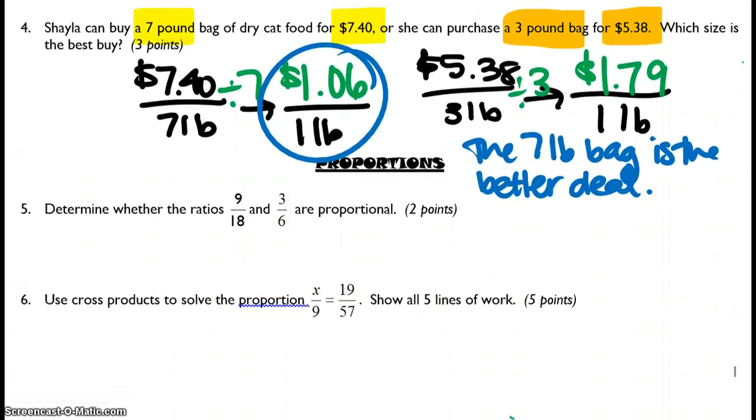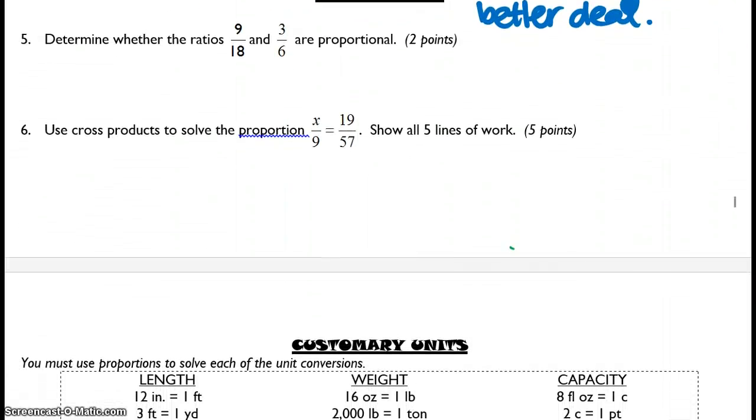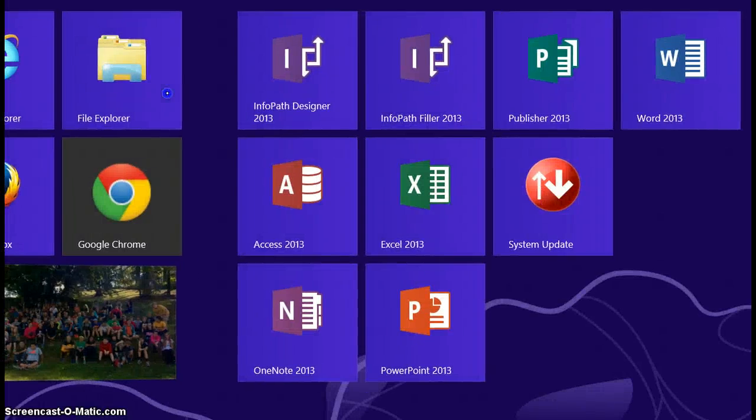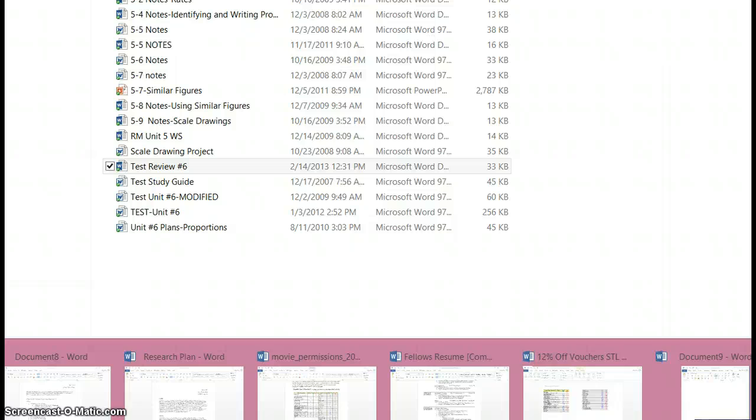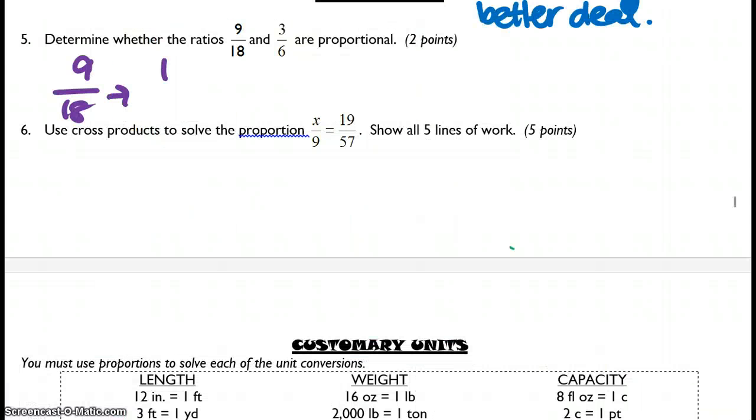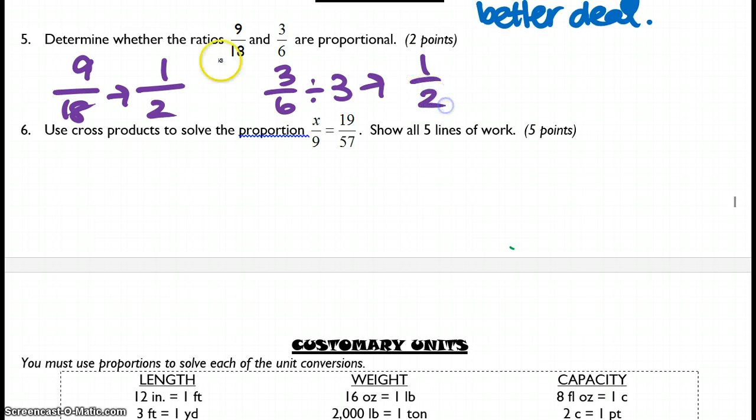Let's look at number 5. I need to determine whether 9 over 18 and 3 over 6 are proportional. And the way I do this is by simplifying these fractions. So I have 9 over 18, divide the top and the bottom by 9, I get 1. Oh, wow. Hold on. Oh, no. Come back. Sorry about that. I get 1/2. And then 3/6, divide the top and the bottom by 3, I get 1/2.